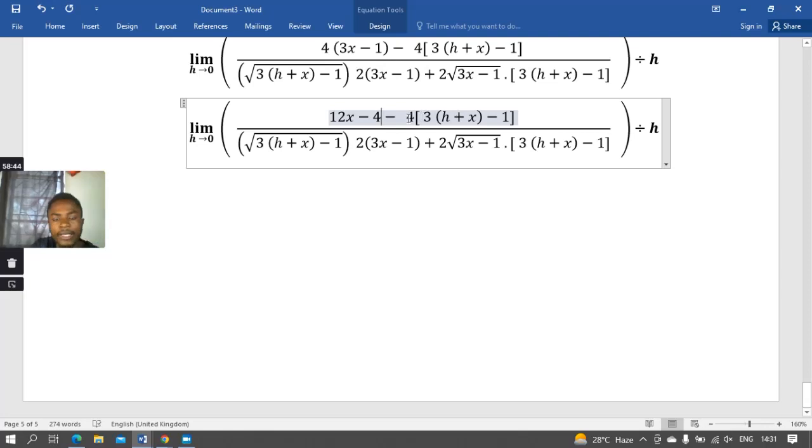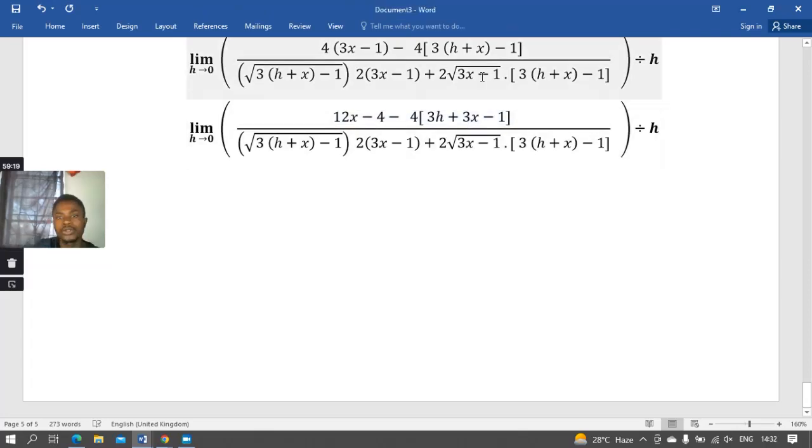And then you have this guy inside here. This will give you something like 3h plus 3x. Let me write it properly, 3h plus 3x. That's what you are going to have on top there. If you work out that denominator, this times that is 12x minus 4, then this times that is negative 4, and 3 times h is 3h, and 3 times this is 3x, like that.